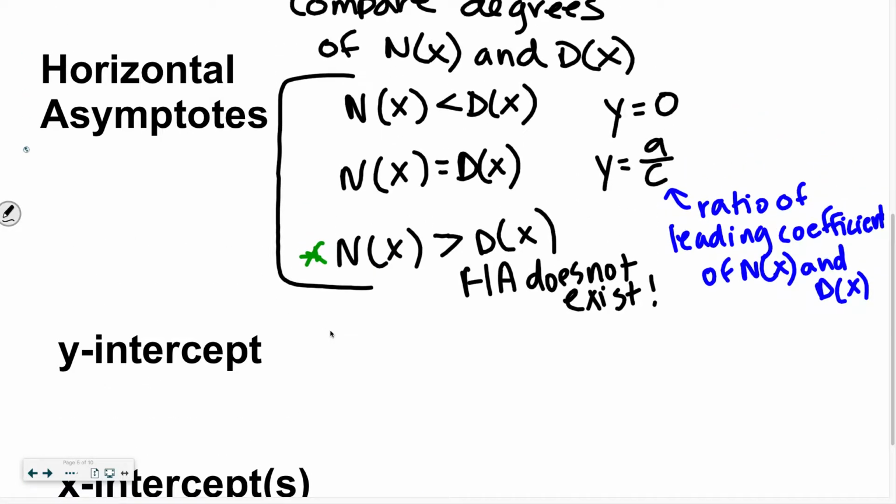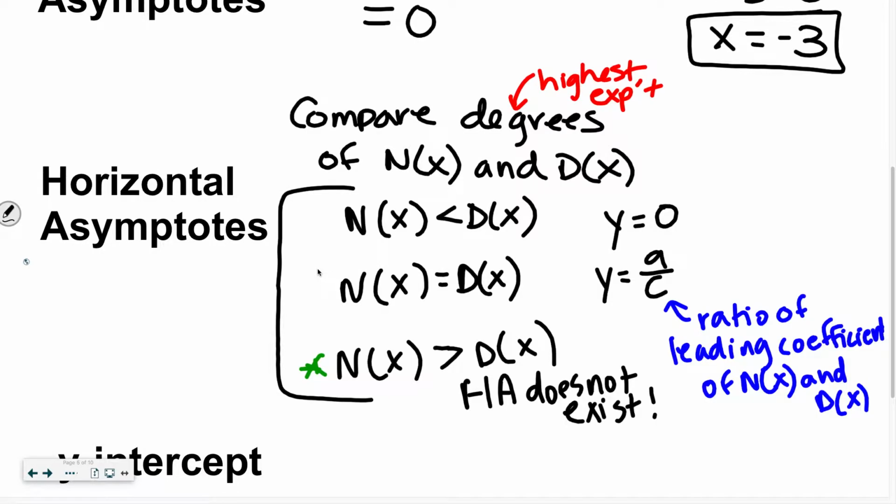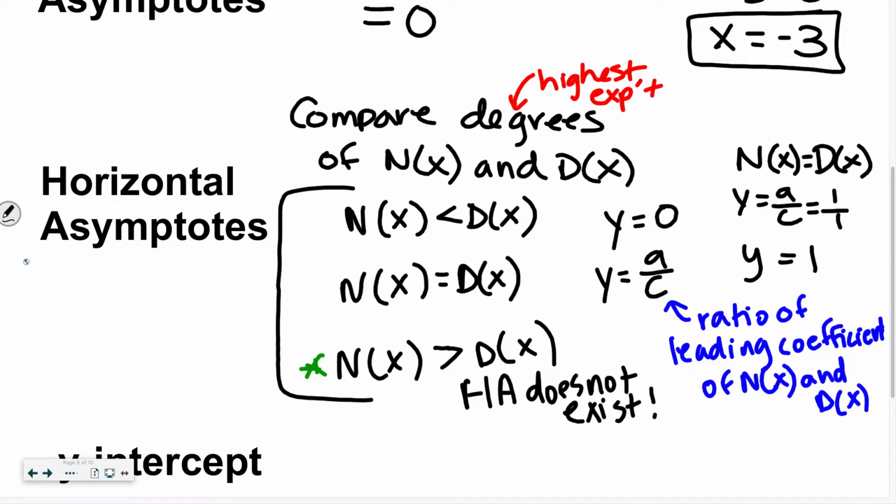So, oh, I didn't find the horizontal asymptote for mine, did I? Let's go back up there. Compare your degrees of the leftover factors. They are equal, right? N of x equals d of x. So the horizontal asymptote is going to be at the ratio of my leading coefficients. The leading coefficients here are 1s. Okay, so 1 over 1, my horizontal asymptote is at y equals 1. So I'll write that down over here. In my example, n of x is equal to d of x. So y equals a over c, which is 1 over 1. Y equals 1.